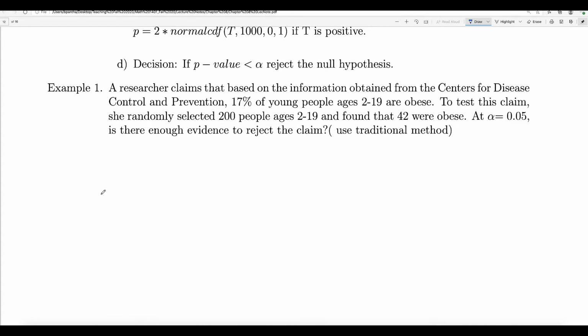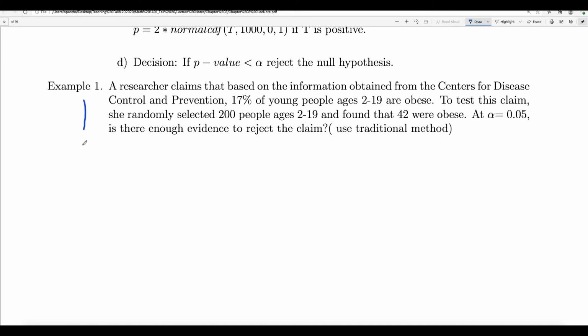So first of all, we will write down the given stuff here, and then we will do the hypothesis testing. Okay, let's write down the given thing. A researcher claims that based on an information obtained from Center for Disease Control and Prevention, 17% of young people between age 2 and 19 are obese. So what is the proportion of the population that are obese? Is P equals to 0.17. This is the population proportion, population percentage, and it is the claim. Because the question says a researcher claims that. That's why it is the claim, okay?